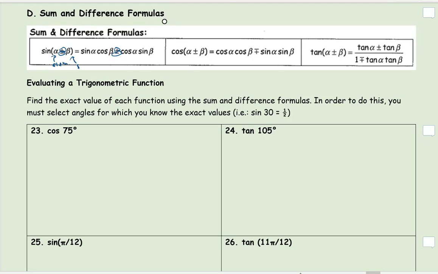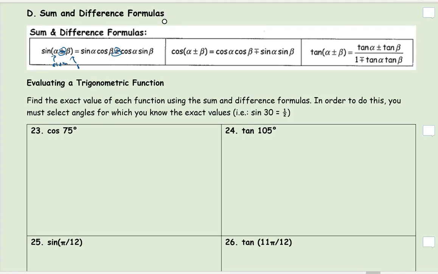Now for cosine of alpha plus or minus beta, we have cosine of alpha times cosine of beta. And then notice here that the signs are switched. So if this is plus, it'll be minus. And if this is minus, it'll be plus. And then it'll be plus or minus sine of alpha times sine of beta.